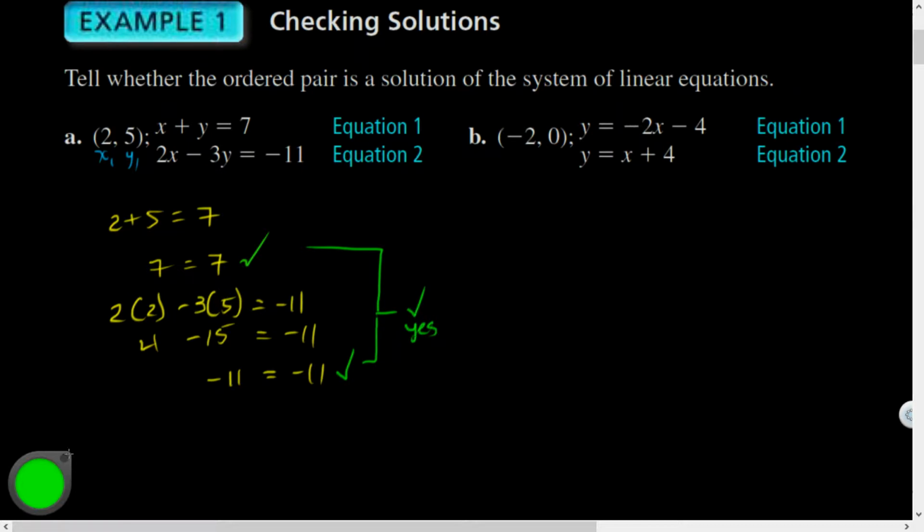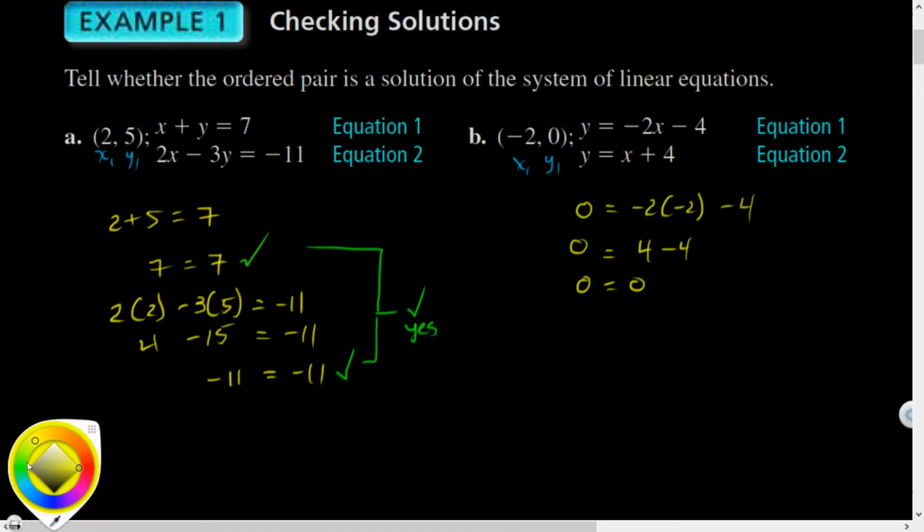All right, let's check this value in this system. So here's a point, and I'm interested in, is this a solution of that system? Those ones are in slope-intercept form. So let's plug in 0 for y. Is that equal to negative 2 times negative 2 minus 4? I plugged in negative 2 for x, 0 for y. Let's PEMDAS. 4 minus 4. 0 equals 0. True story. Graphically speaking, that means that this point is on this line.